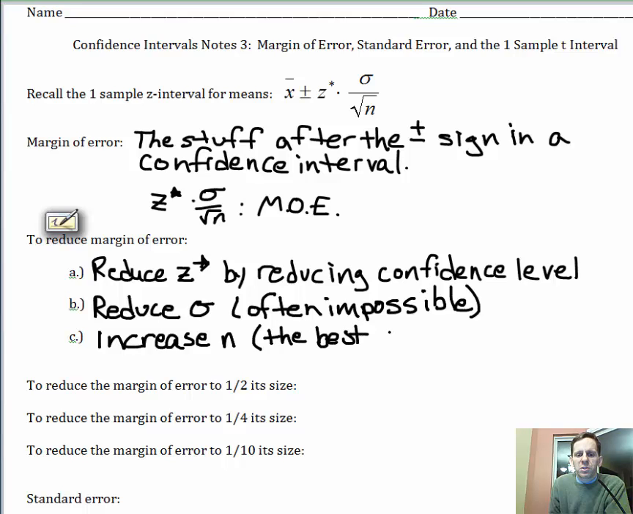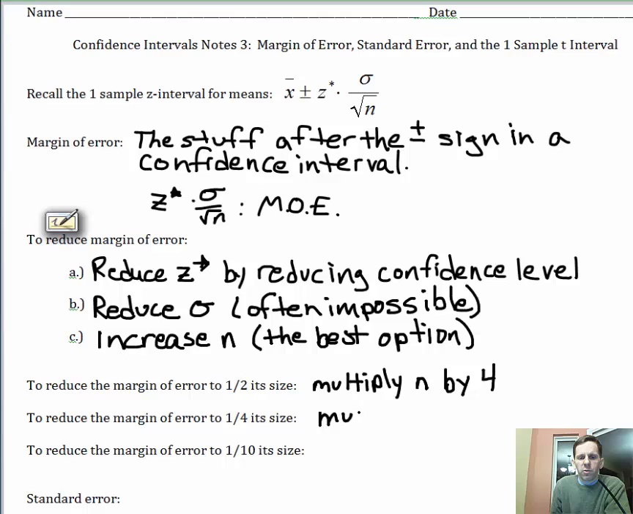Just like when we worked with standard deviation last chapter, reducing margin of error is impacted by what you do with the sample size. So to reduce the margin of error to half its size, notice we have the square root of n in the denominator. Think about, what do you have to square root to get a 2? Because 2 is in the denominator. Well, you have to square root 4. So you'd want to multiply the sample size by 4. See if you can figure out what you would do to reduce the margin of error to a fourth of its size and 1/10 of its size. Pause the video and we'll see what you get in just a minute.